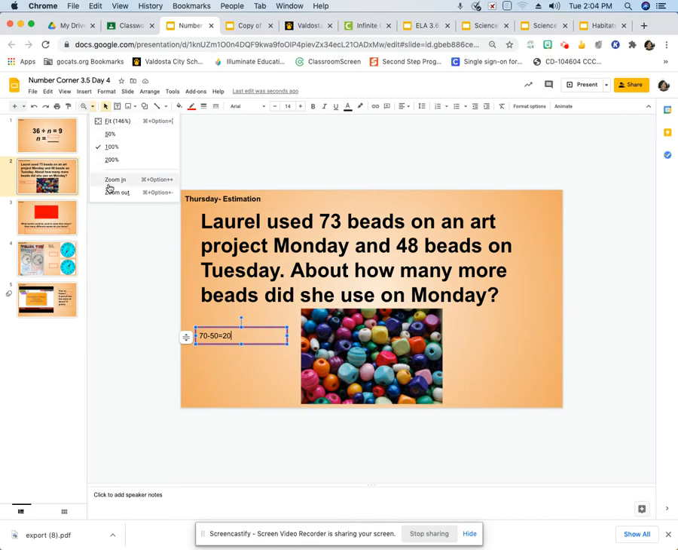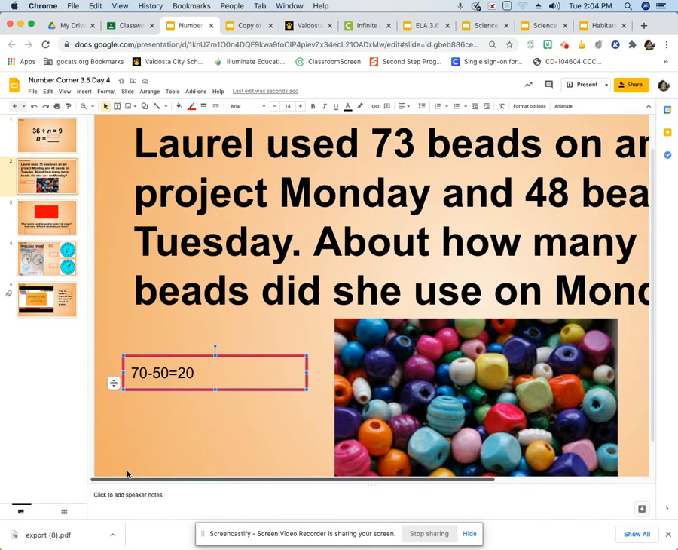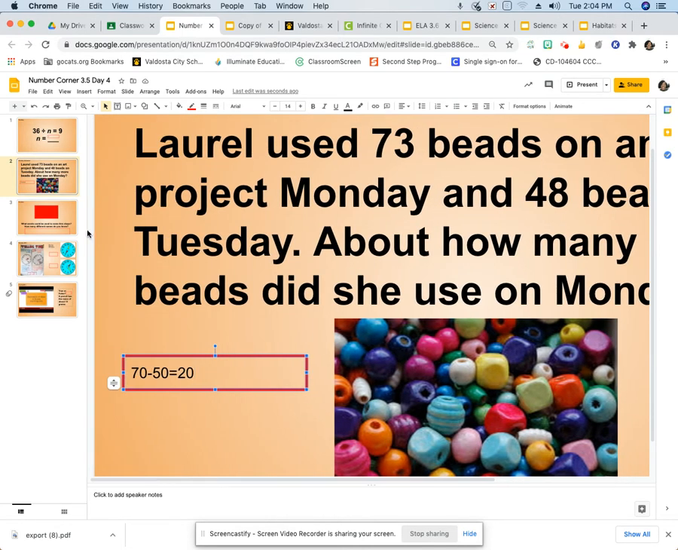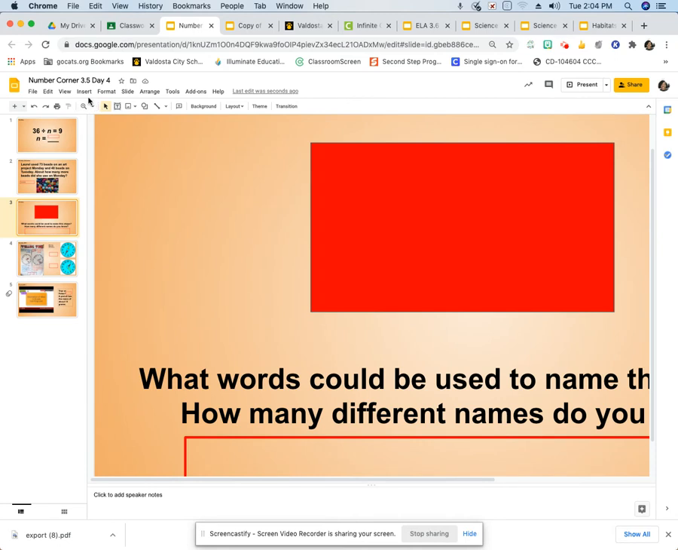Okay. So you have to round. You just can't do 73 take away 48. That is not going to be the answer. Here, a lot of you missed this question here.